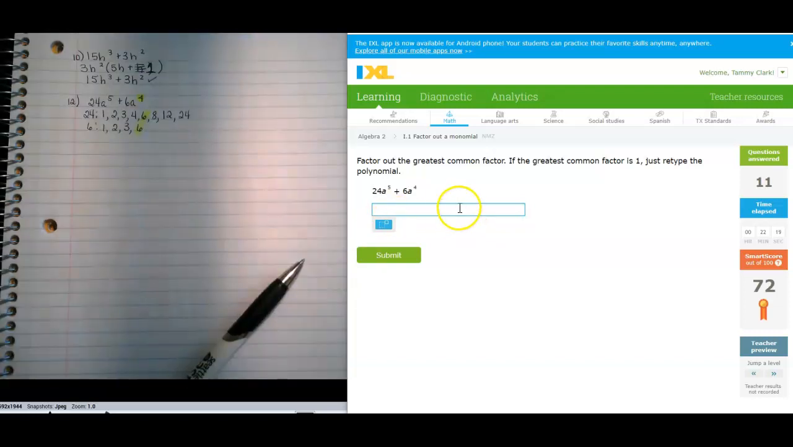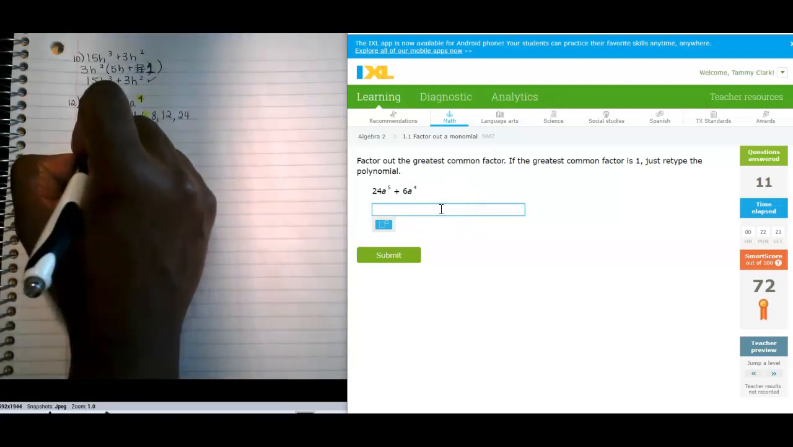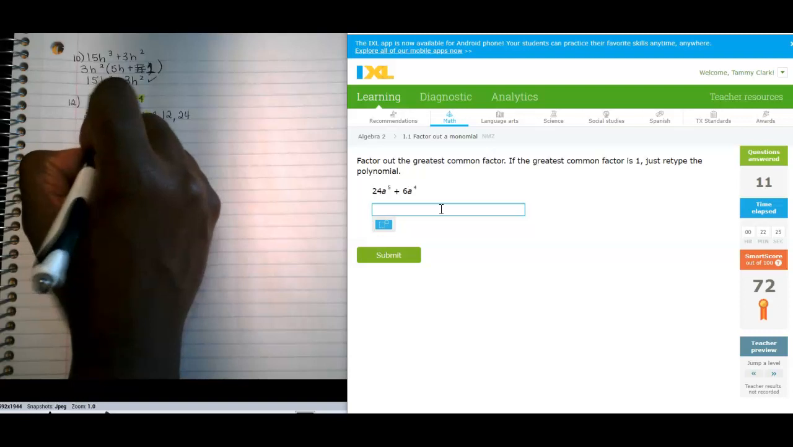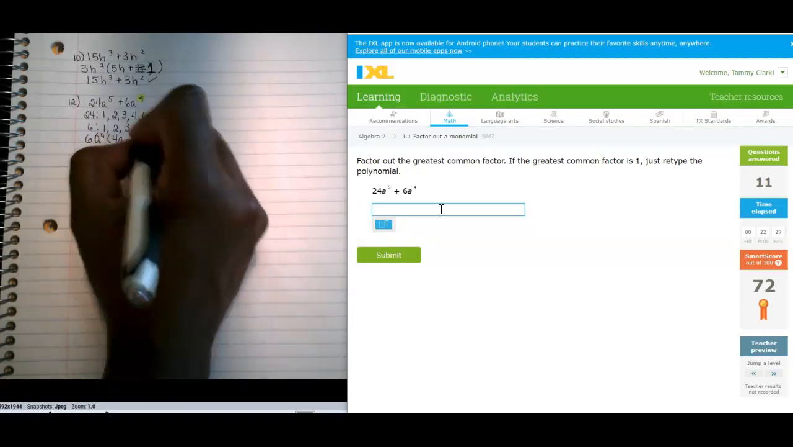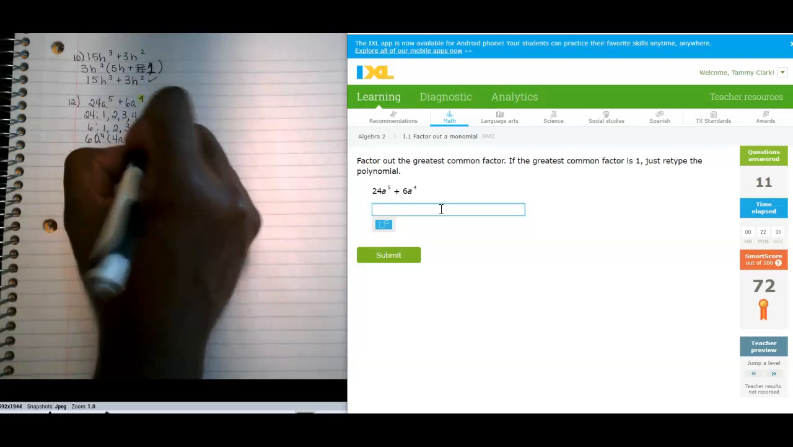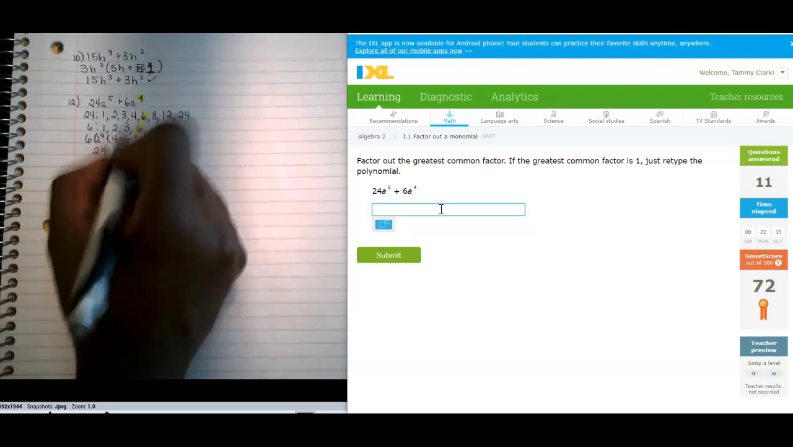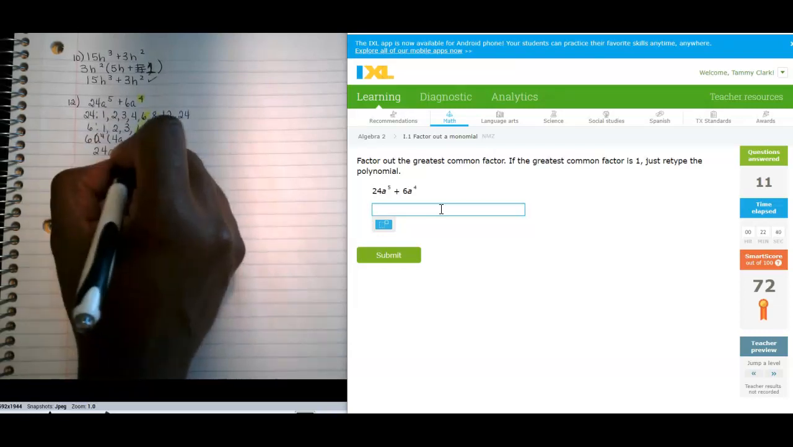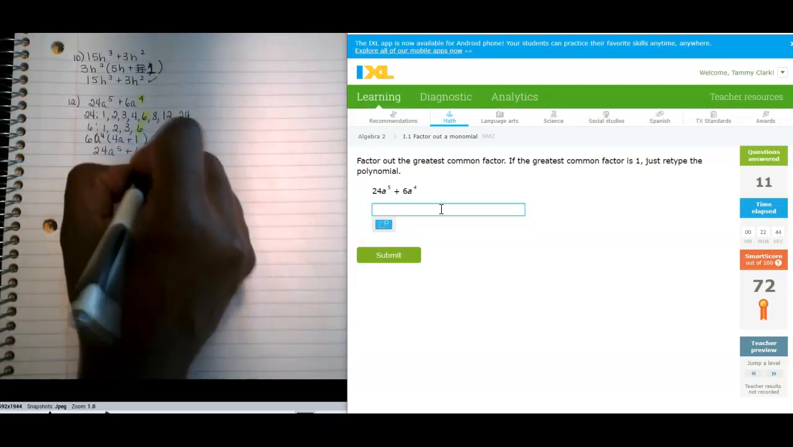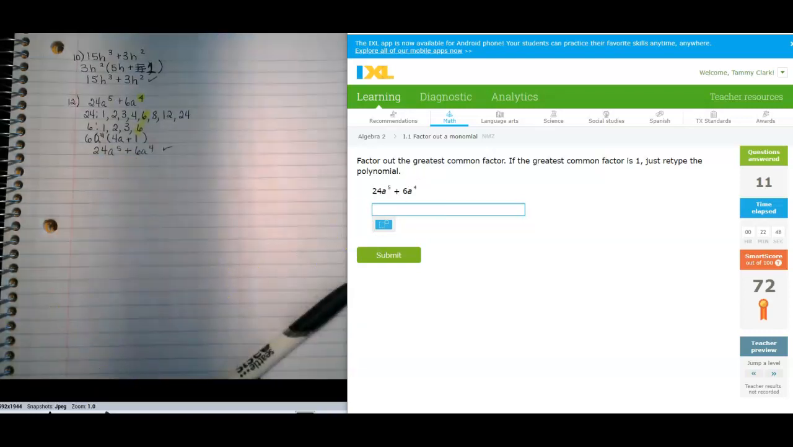So our answer here would be 6a to the 4th, and that would leave us with 4a plus 1. Let's check it. 6 times 4 is 24. a to the 4th times a is a to the 5th. 6a to the 4th times positive 1 is positive 6a to the 4th. Is that what we started with? Yes. Let's go ahead and put that in.